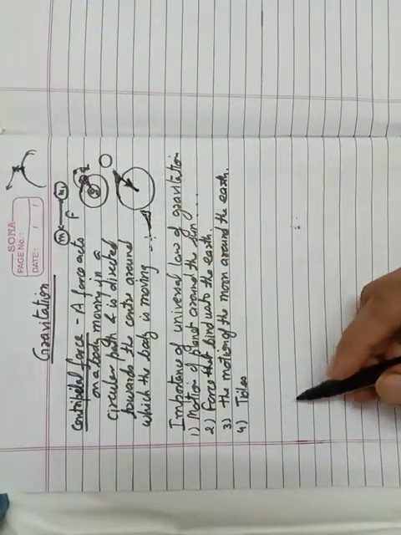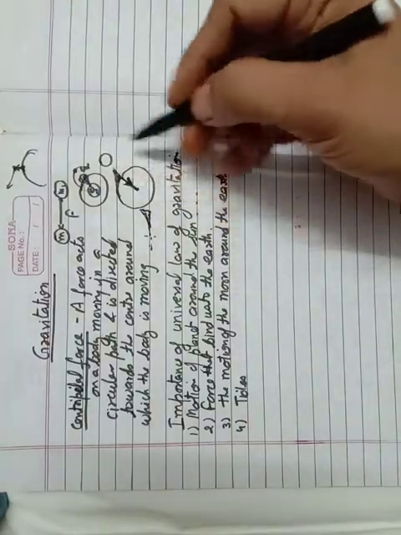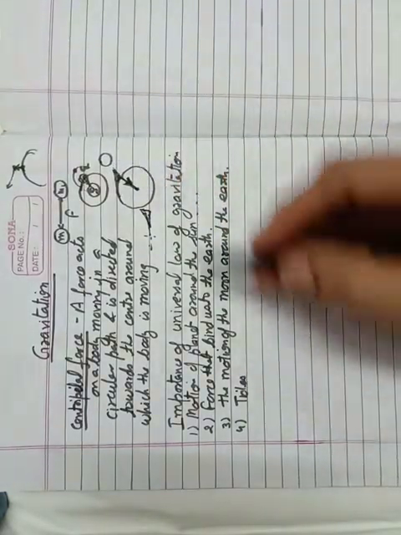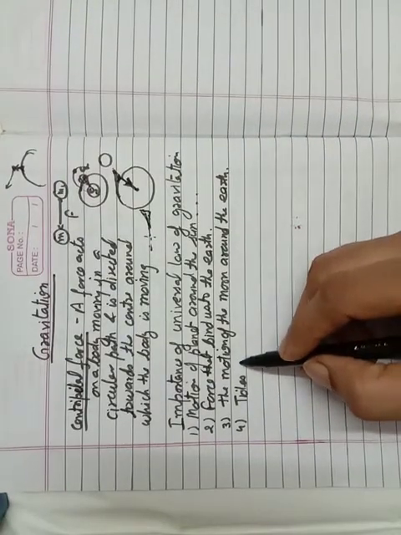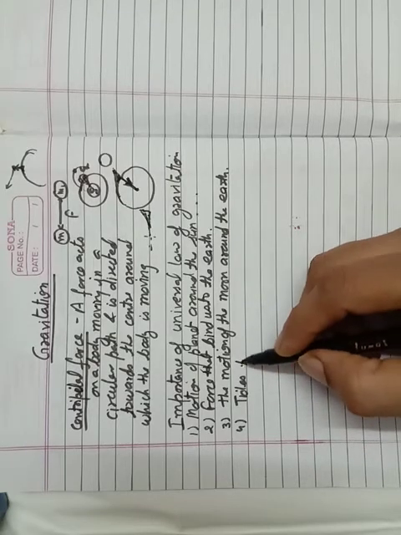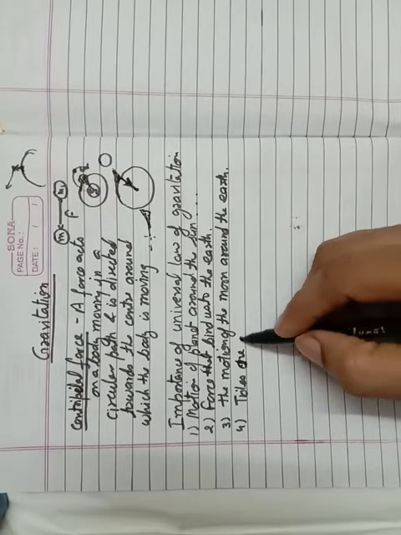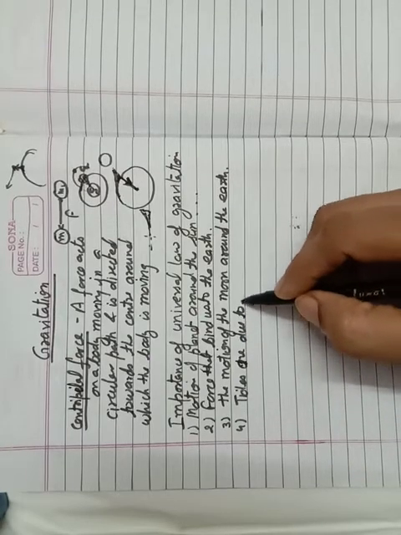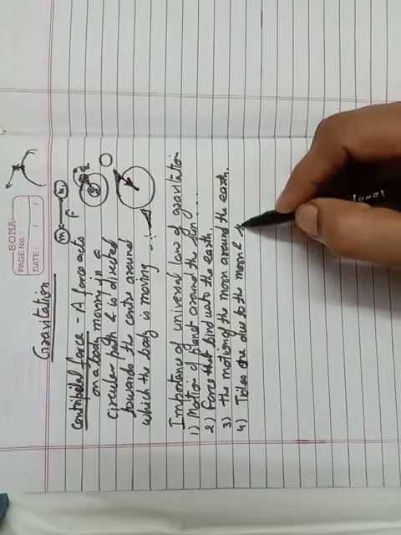So it means the tides on the earth are due to the gravitational force of the moon on this sea water. Tides are due to the moon and the sun.